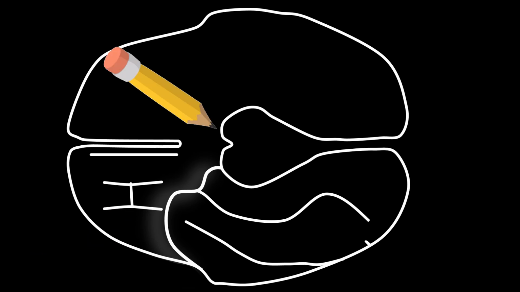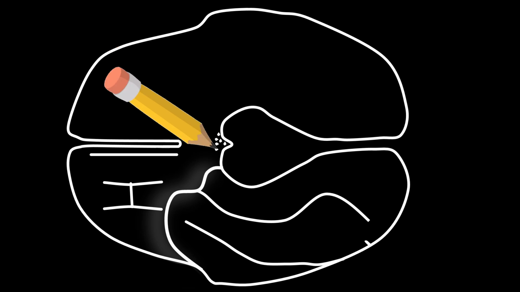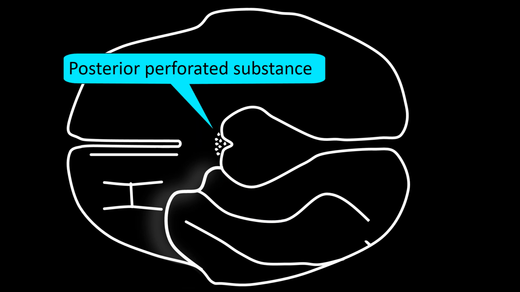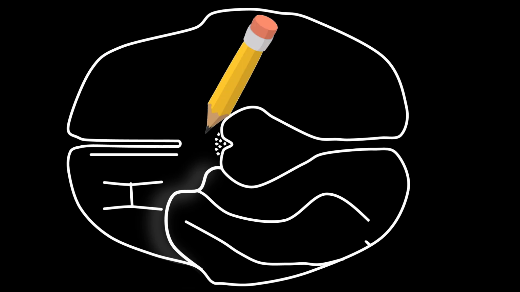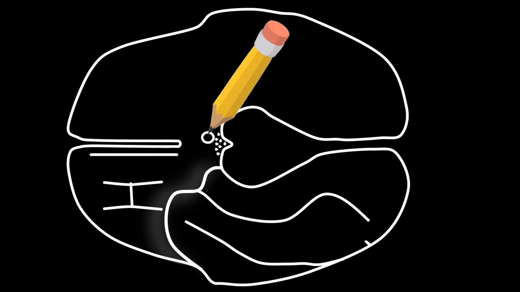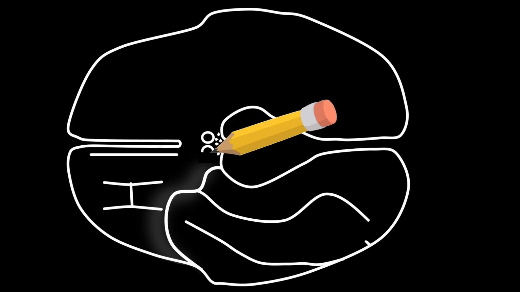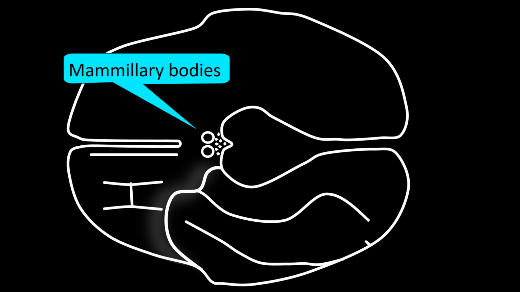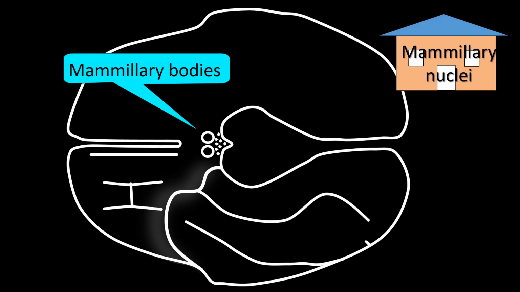Now go to the other side, close to the upper bump of the heart figure, and make little dots going all the way to, this is the posterior perforating substance. A bit anterior and above the midline, draw a small circle. Then go to the other side and do the same. These are the mammillary bodies. They are the home of the mammillary nuclei.